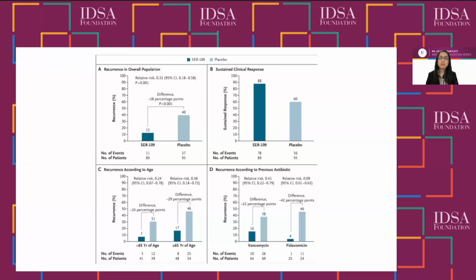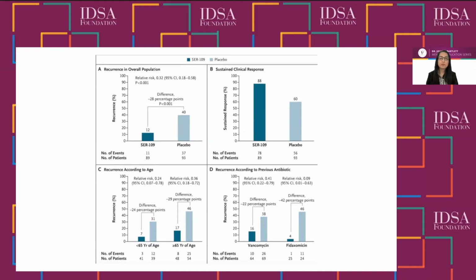And so some of the other endpoints that were of interest in this trial was, as I mentioned, the dramatic decrease in the recurrence, which was the primary endpoint, but they also looked at a different alternative metric, sort of the reverse of the recurrence, which is the sustained clinical response in people that did not have recurrence. And you can see there also the active treatment performed much better than placebo in producing sustained clinical response. There were some stratified analyses done looking at by age and whether the initial antibiotic for treatment was vancomycin versus fidaxomicin.